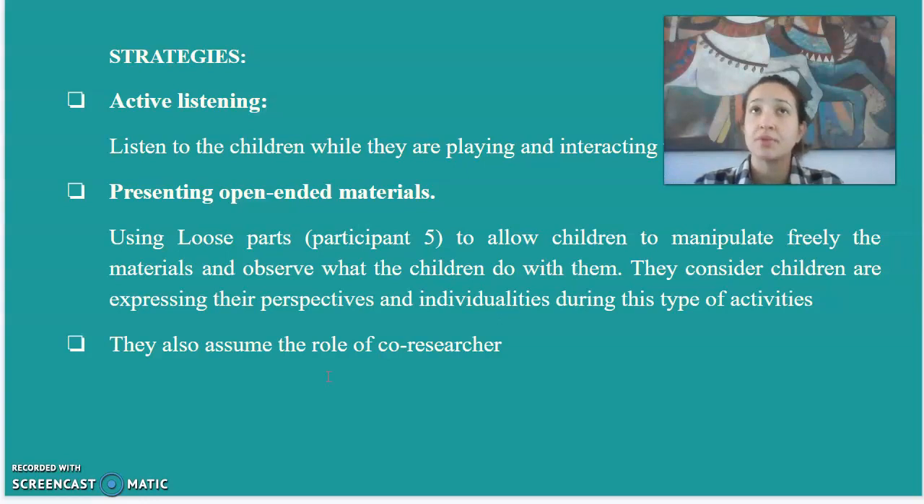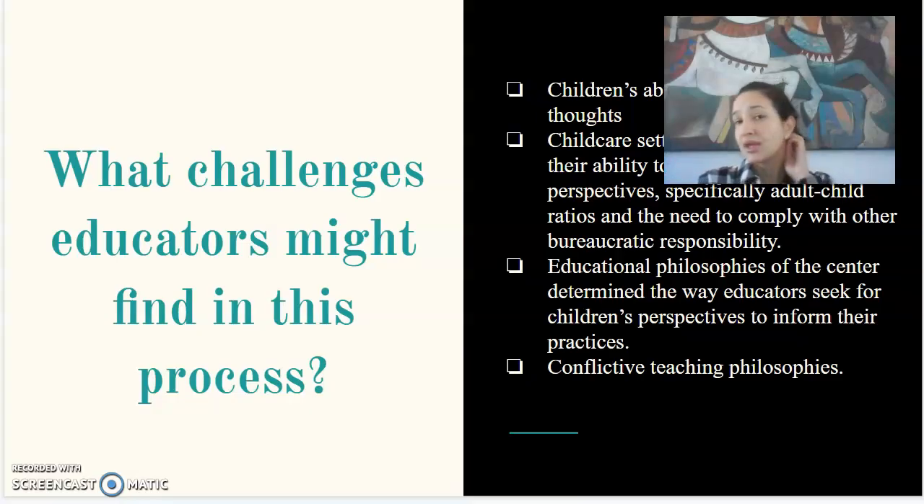If we assume a role of co-researcher, that means our position of power will be trying to level up with the children, which would really benefit the communication between the child and the teacher. Some of the challenges educators might find in this process will be children's ability to communicate their thoughts. Many educators express that as the children grow up, they will be able to verbalize what they want to do, what they don't want to do, so it will be easy to seek those perspectives.